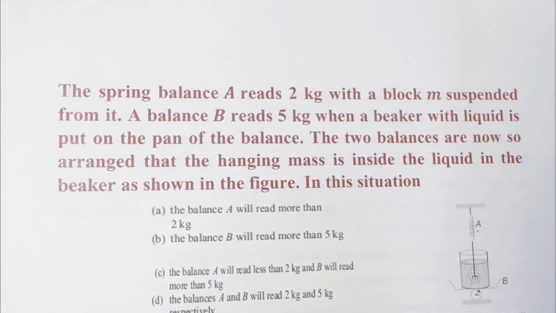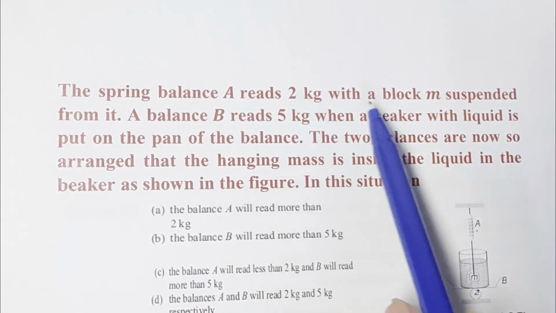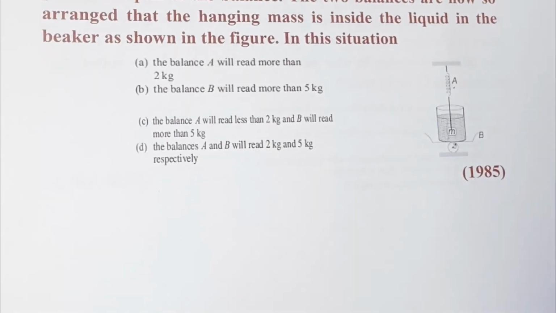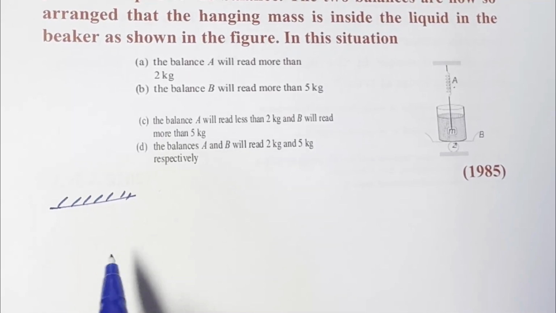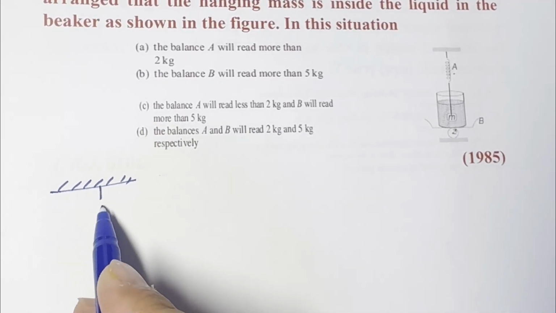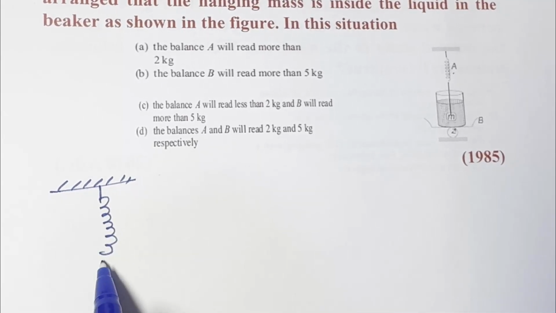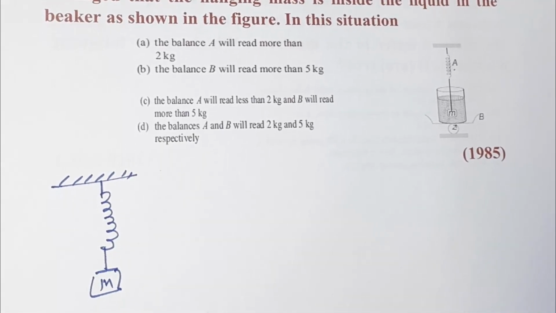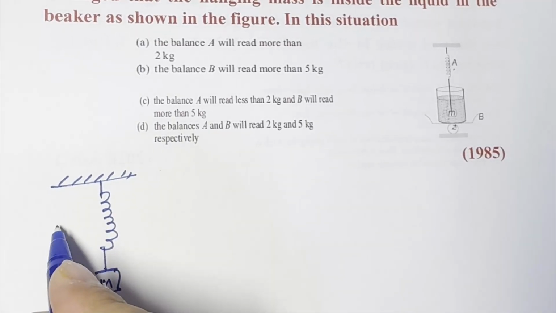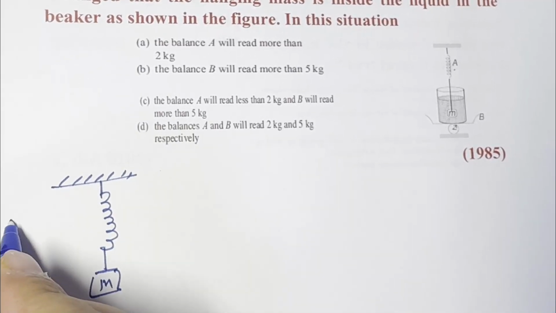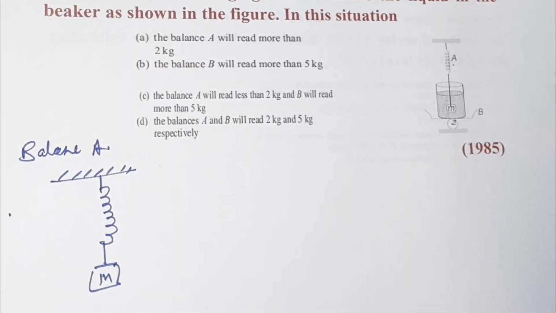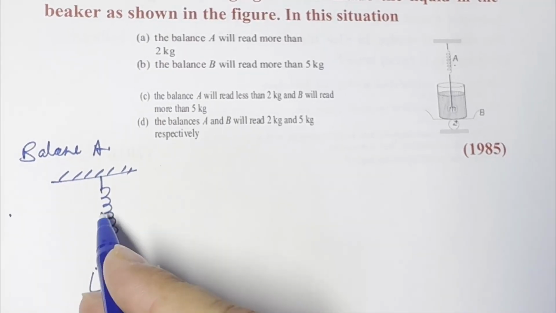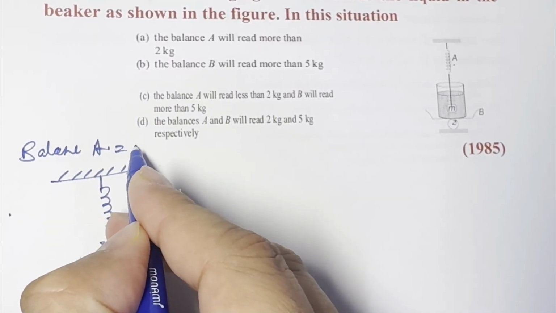So in the first part, it is given that a spring balance A reads 2 kg when a block M is suspended from it. Okay, so let us draw a spring balance. So this is a spring balance, and it is a mass M that is hung from it. And this is our balance A. And it says that it reads a reading of 2 kg.